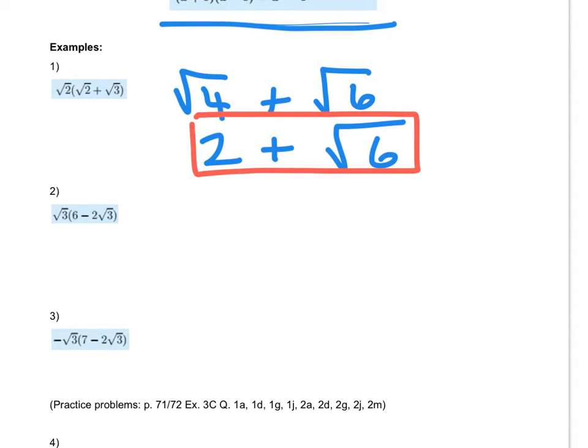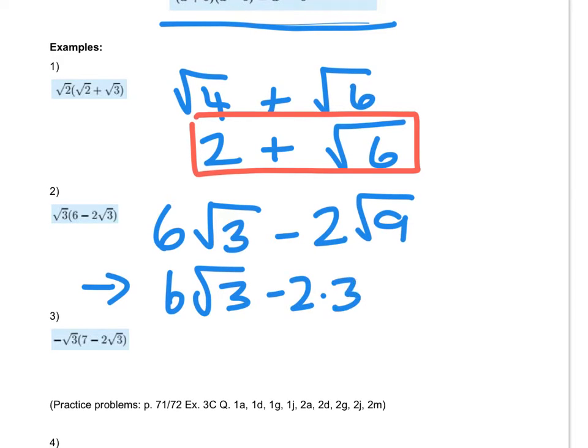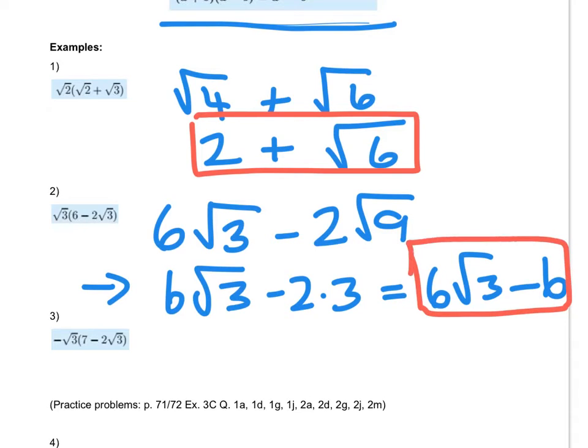Same here, root 3 by 6. Okay, so you can't multiply the 6 into the radical, so it's not root 18, it's just 6 root 3. Okay, and then we multiply the root 3 by minus 2 root 3. So we multiply the root 3 by the root 3, which gives us root 9. All right? So that then is 6 root 3 minus 2 times 3, which is 6 root 3 minus 6. Now look, 6 root 3 minus 6 is how it stays.